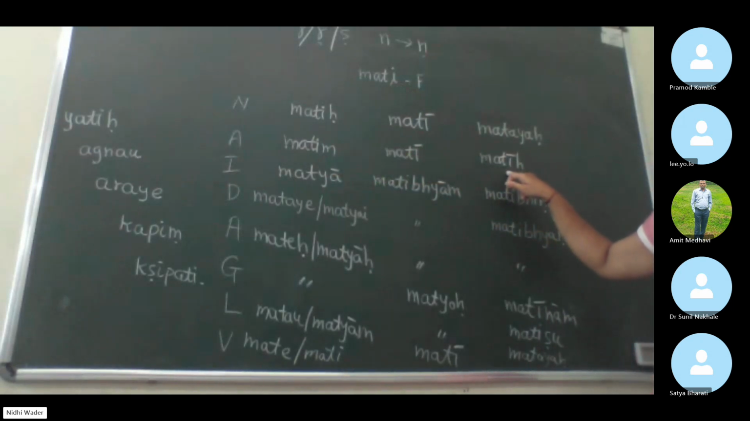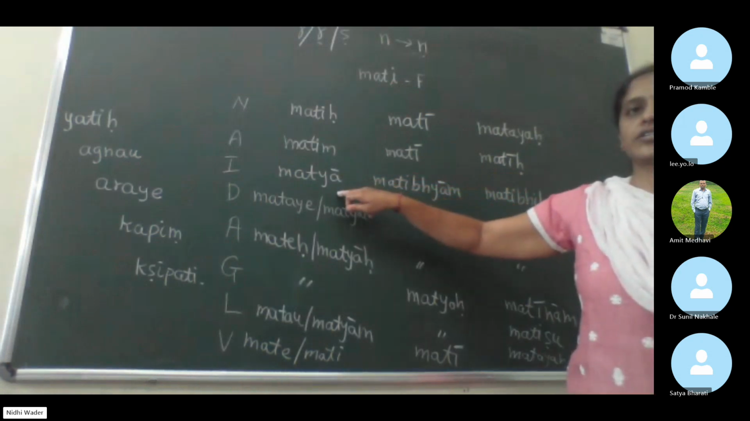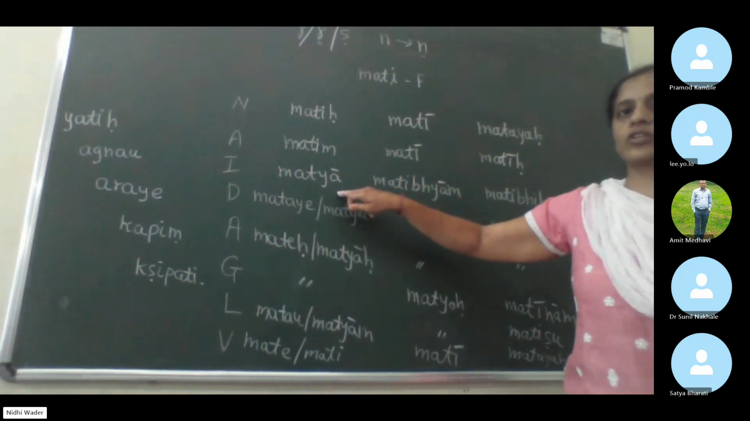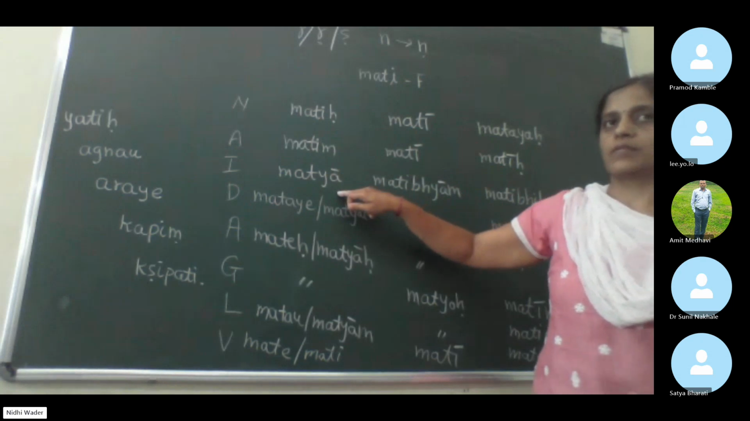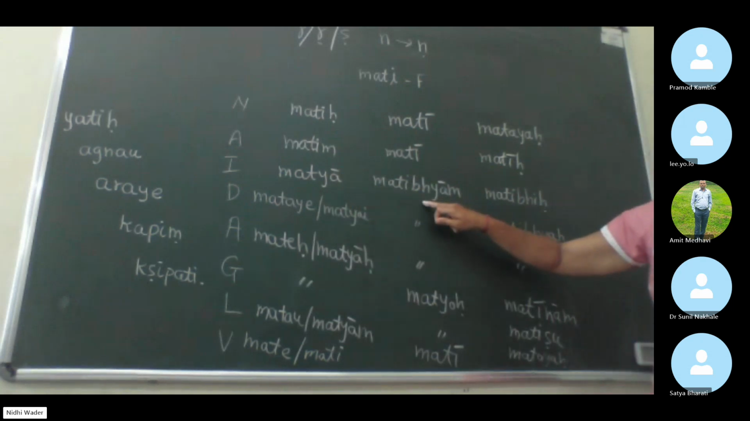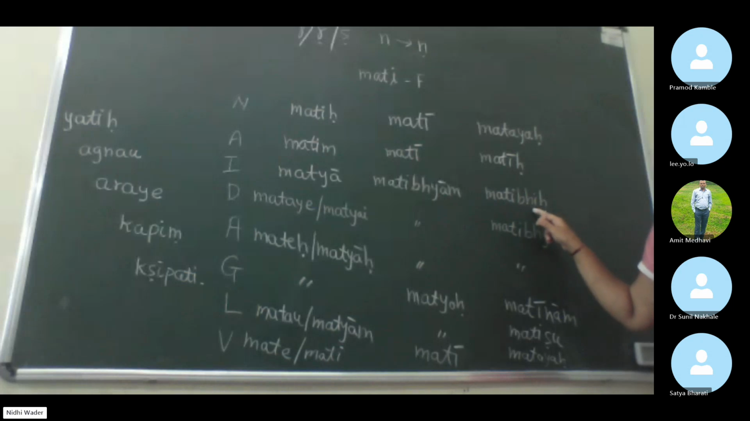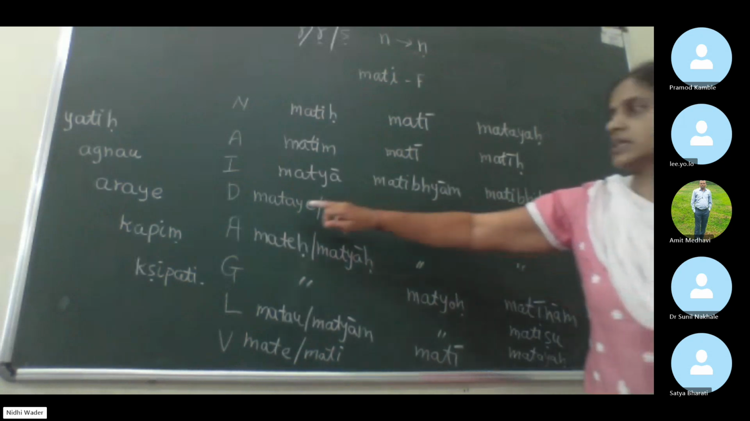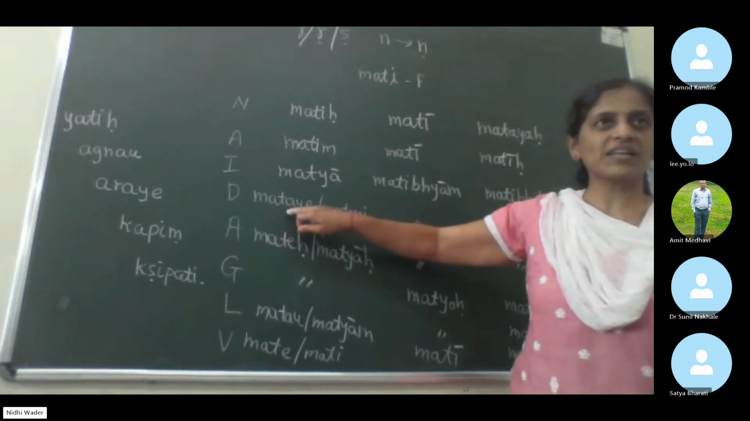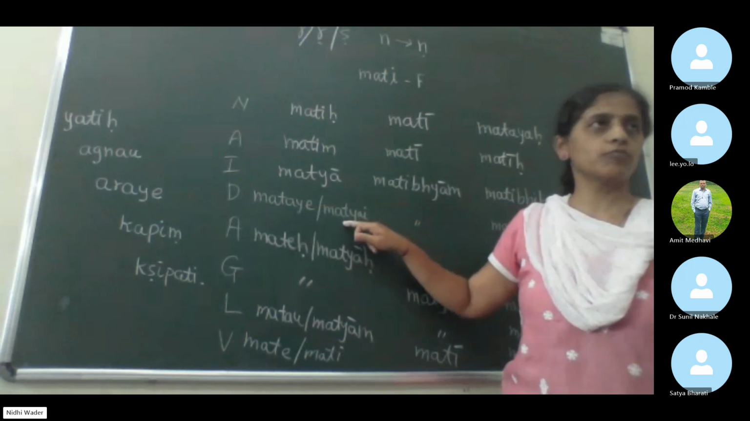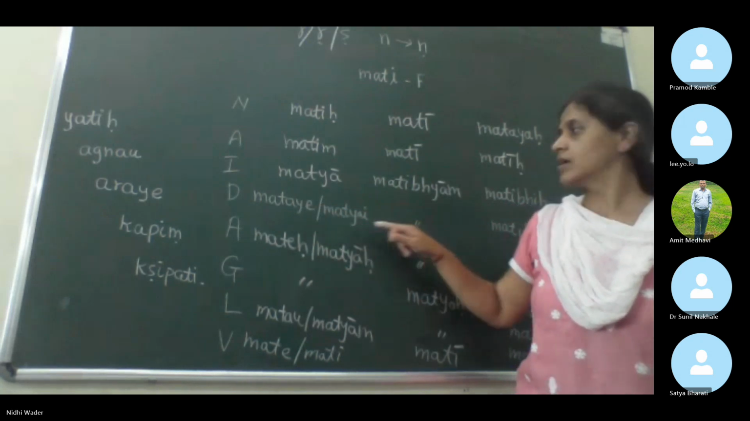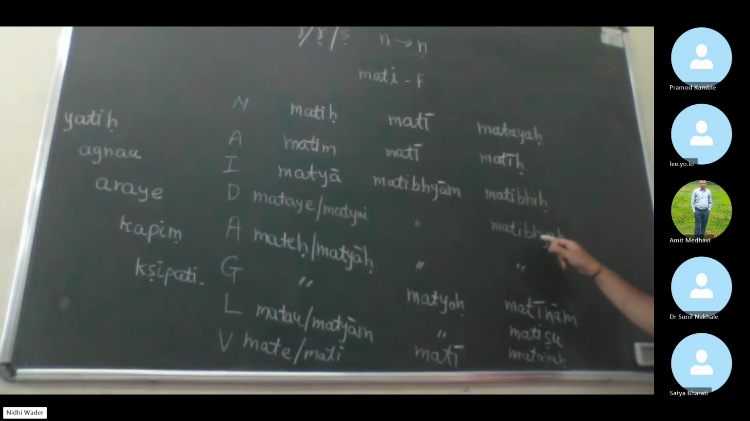Matihi. Matya, don't write. I said stop writing. Matya, Matibhya, Matibhihi. Bhihi is the same in masculine and in feminine also. No change. Mataye, Matye. Now Mataye is the same as Kavaye, but there is an optional form Matye. Mataye and Matye. Matibhya, Matibhyaha. Bhyaha is also the same as masculine.